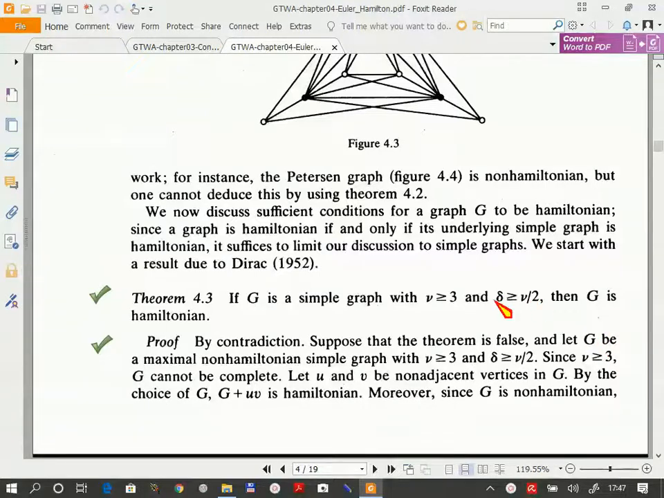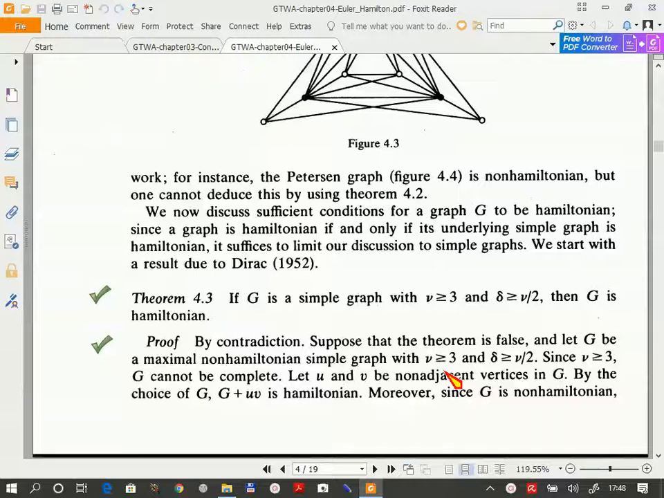Let's see, by contradiction, suppose that the theorem is false, and let G be a maximal non-Hamiltonian simple graph. What does it mean, a maximal non-Hamiltonian simple graph? Of course, it's easier to try to answer intuitively. With the same set of vertices, is it easier to have a Hamiltonian cycle if you have quite a lot of edges, or if you have only few edges? Reasonably enough, if you have quite a lot of edges, because you might try in more ways.